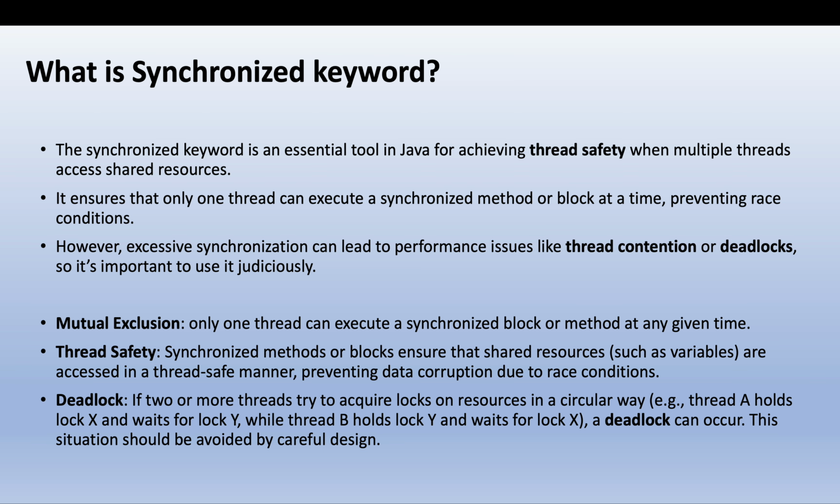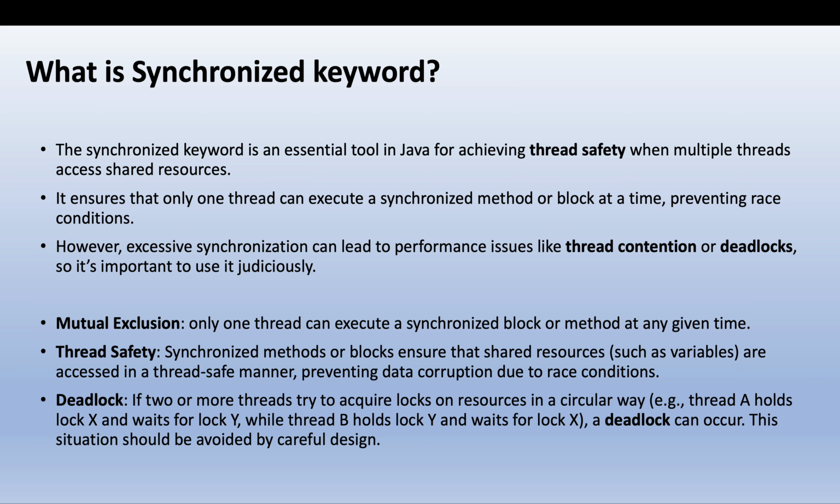What is the synchronized keyword? The synchronized keyword is used for achieving thread safety when multiple threads access the resources. It ensures that only one thread can execute a method or a block of code at a time to prevent race conditions. However, exclusive use of the synchronized keyword will lead to performance issues, like it will just hold for a long time, in which case the parallel multitasking purpose will fail.